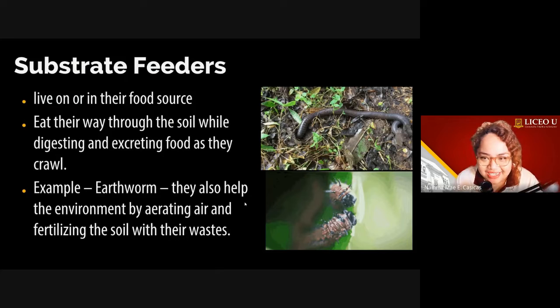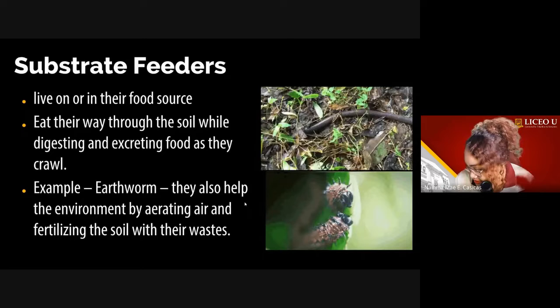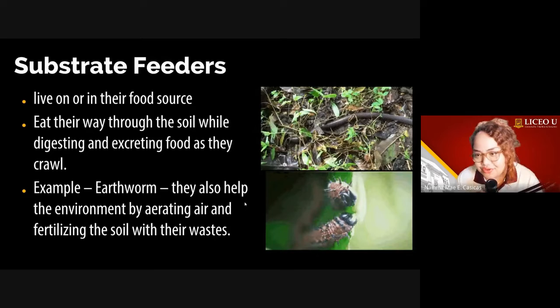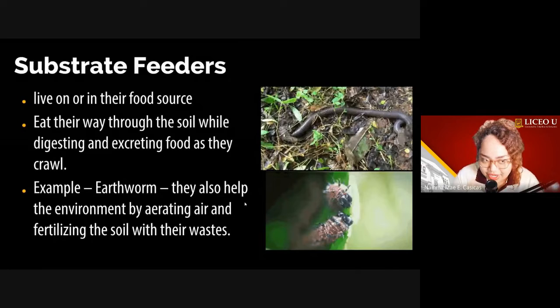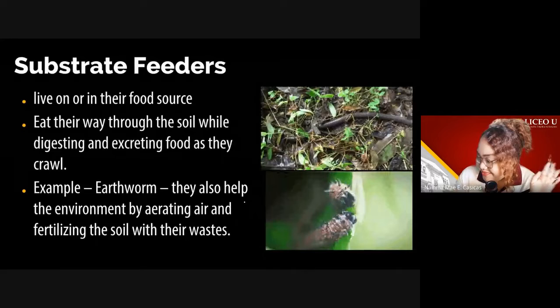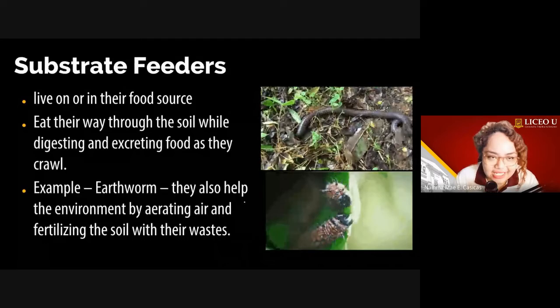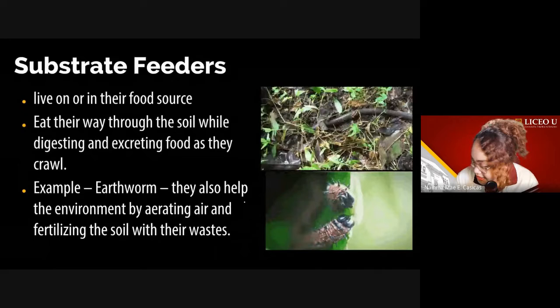They're so big. Okay, we have your substrate feeders. Substrate feeders, just like your earthworms and a lot of worms, basically live in or on their food source. The earthworm lives in the ground, right? It eats where it lives. They eat their way through the soil while digesting and excreting food as they crawl. You can see trails of soil, but it's actually poop from the earthworm. There's also vermiculture, because they actually help the environment. Vermiculture is basically using earthworms as natural fertilizer for your plants.